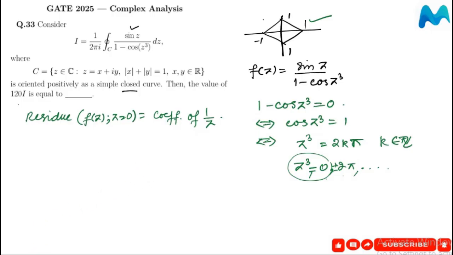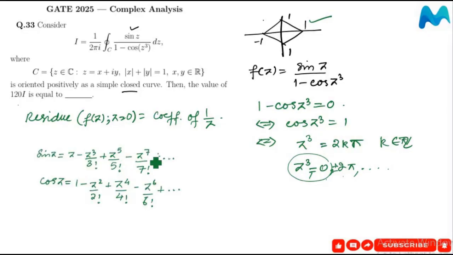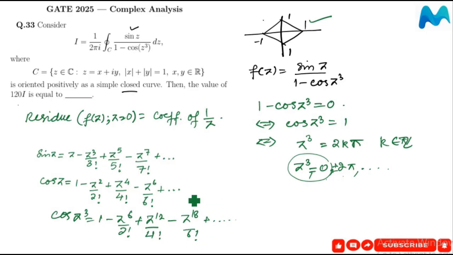Now sin z is z minus z cube by 3 factorial, plus z^5 by 5 factorial minus z^7 by 7 factorial, and cos z will be 1 minus z square by 2 factorial plus z^4 by 4 factorial minus and so on. But now we have cos of z cube. So what will that be? Cos of z cube will be 1 minus z^6 by 2 factorial plus z^12 by 4 factorial minus z^18 by 6 factorial plus and so on.